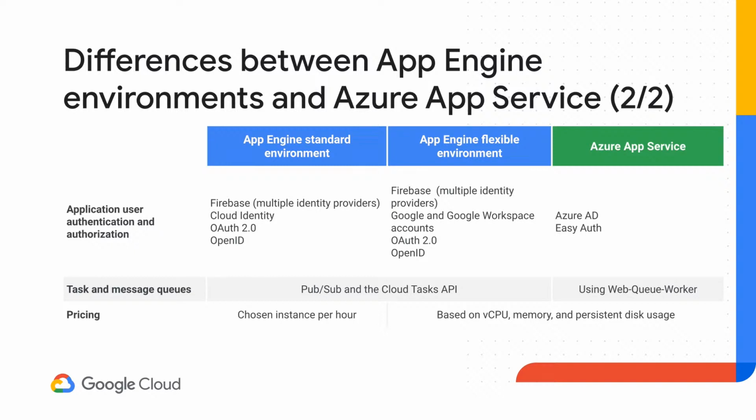All three options support the use of task and message queues. For Google Cloud services, App Engine can use Cloud Task API or PubSub, which is a push-pull managed message queue. Azure App Service supports WebQueue Worker only, which is a pull queue. Pricing for App Engine Standard Environment is based on instances per hour with a free tier. App Engine Flexible Environment and Azure App Service prices are based on vCPU per core hour, memory per gigabyte hour, and persistent disk per gigabyte per month.